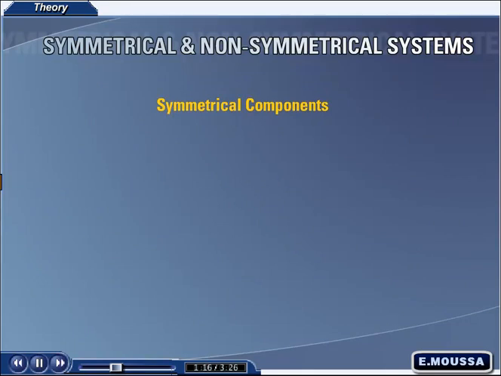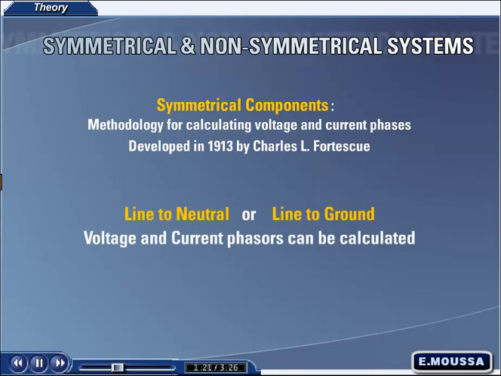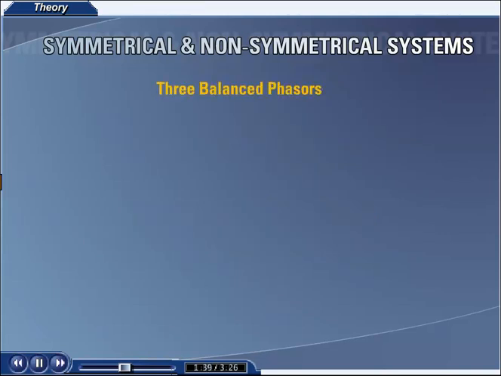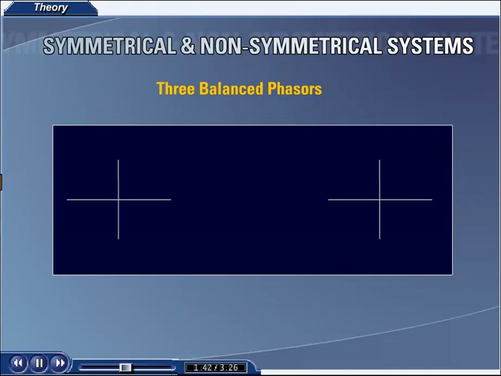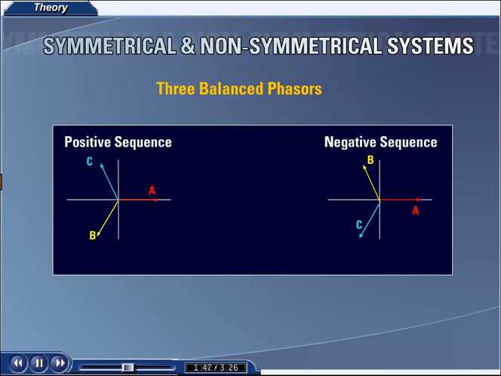Symmetrical components is the name given to a methodology developed in 1913 by Charles L. Fortescue. Using this tool, the line-to-neutral or line-to-ground voltage and current phasors of a non-symmetrical system can be calculated. Additionally, most microprocessor-based relays operate on symmetrical component quantities, and so it is important to maintain a good understanding of its fundamentals. According to Fortescue's methodology, a three-phase system has three sets of components: positive, negative, and zero for both current and voltage. The three are said to be independent of each other.